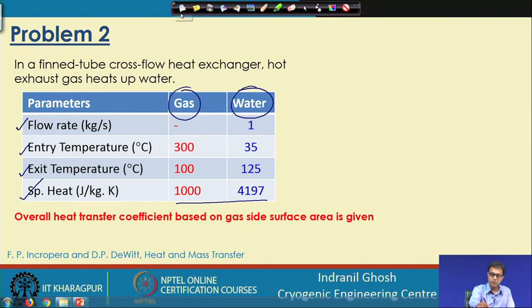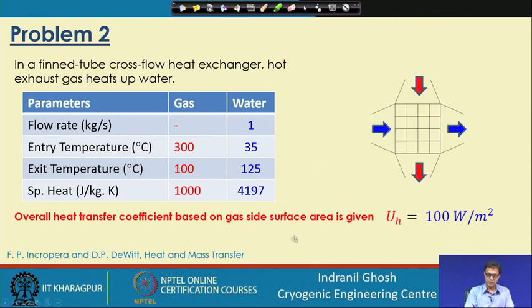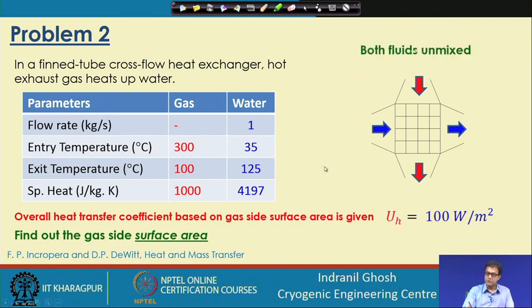It is also given the overall heat transfer coefficient based on the heat transfer surface area, and that is equal to U_H = 100 watt per meter square, and what we need to find out is the hot side or the gas side surface area. Now, both the fluids are unmixed.